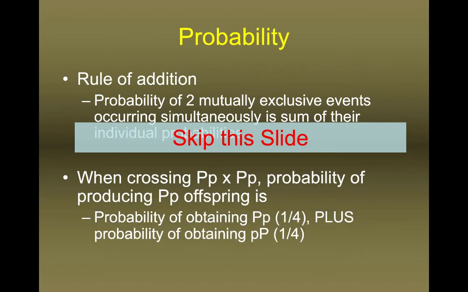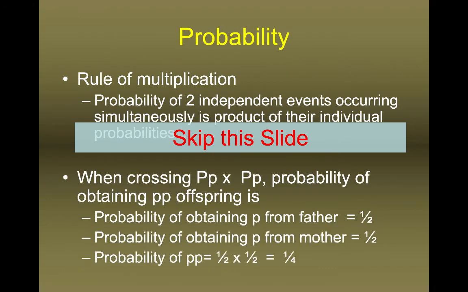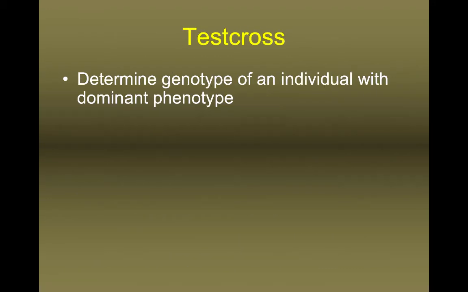All right, now these 2 slides we're going to skip, and we're going to move on from there and talk about a test cross. So a test cross is something which, pretty honestly, is not really done anymore. But back in the old days, this actually used to be a really common, really useful technique for figuring out the genotype of an individual whose phenotype you knew.